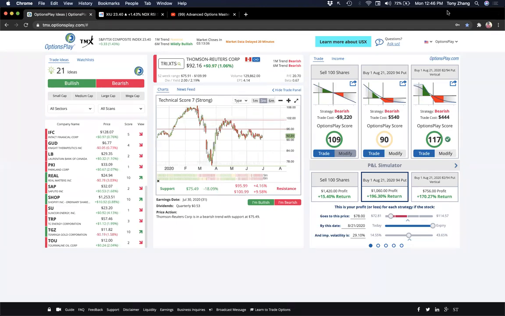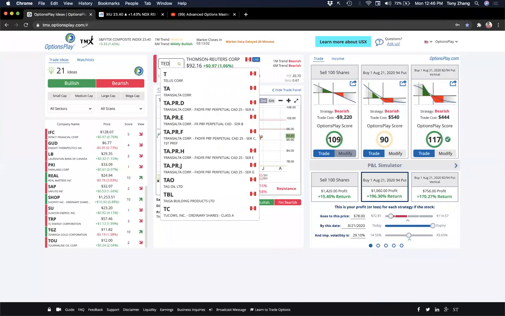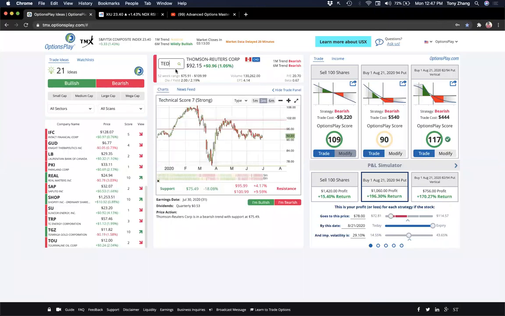SPY, I'm not going to look at any US symbols here. This is just for Canadian symbols. TED, bearish on TED. I'm not sure what TED is, but that's not a symbol. If you don't mind clarifying, I'm happy to take a look. We've looked at BMO already.